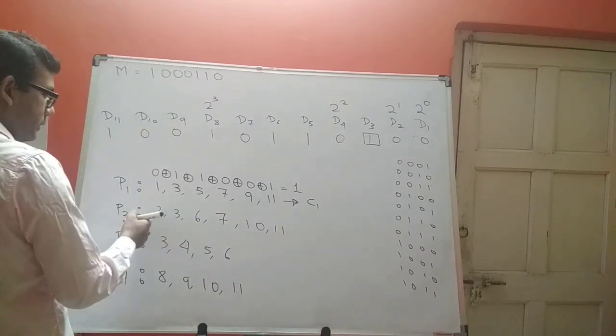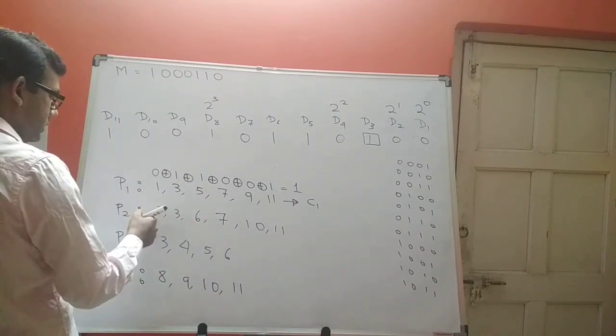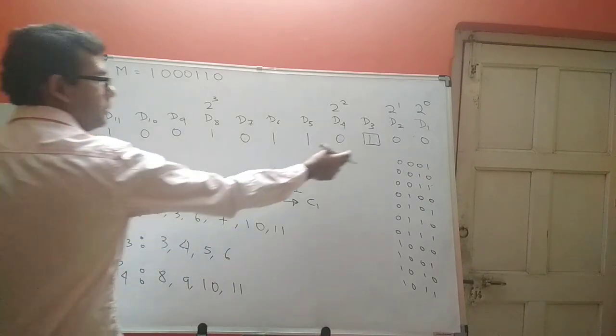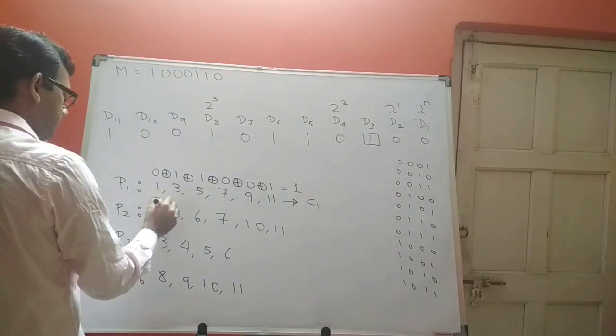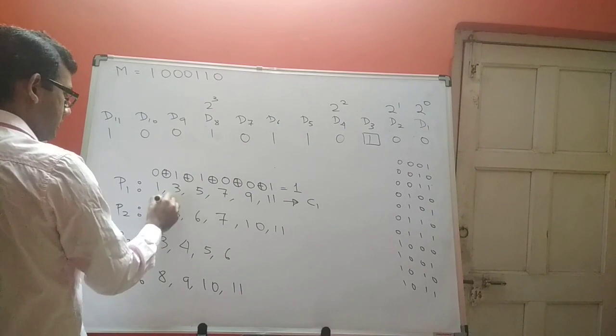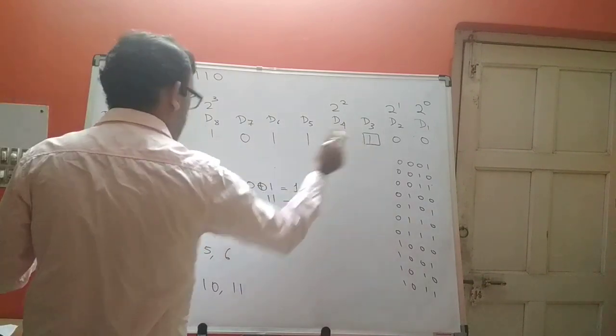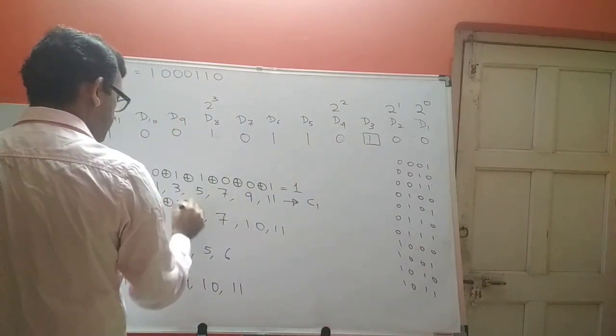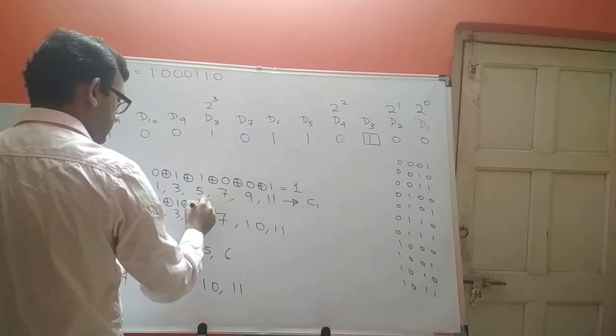Now similarly we can find the value of error bit C2. So how do you find the error bit? What is that? Position 2. At position 2 you have a 0. At position 3 you have a 1. At position 6 you have a 1.